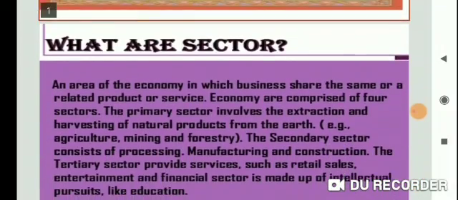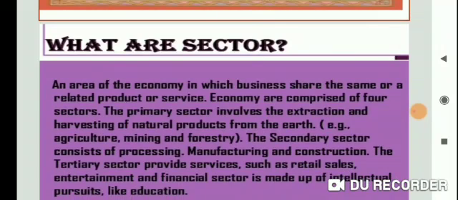Now what are sectors? Students, any activity that people engage in with the objective of earning money is known as economic activity. People are engaged in various economic activities producing goods and services. These economic activities may be classified as primary, secondary or tertiary. By definition, a sector is an area of the economy in which businesses share the same or related products or services. The economy is composed of sectors.